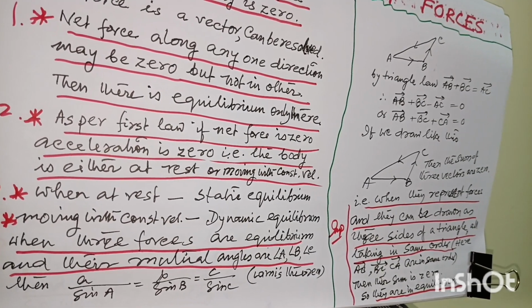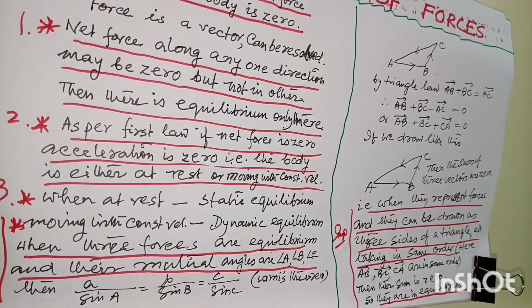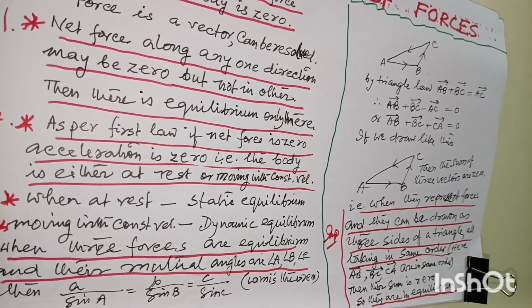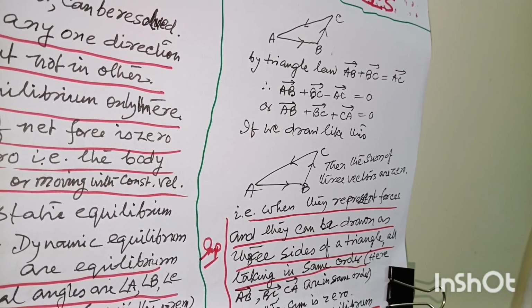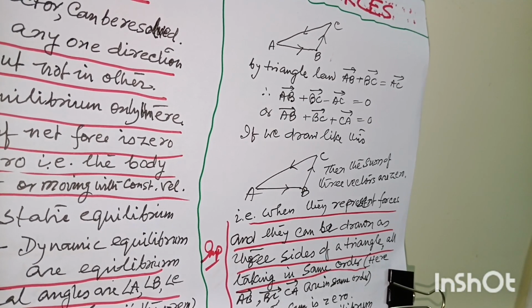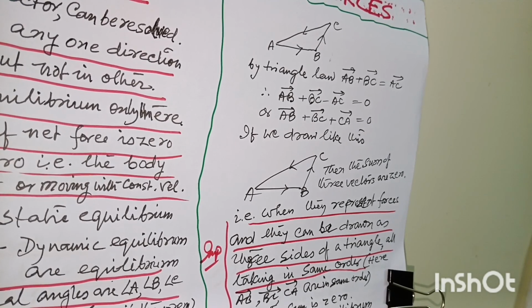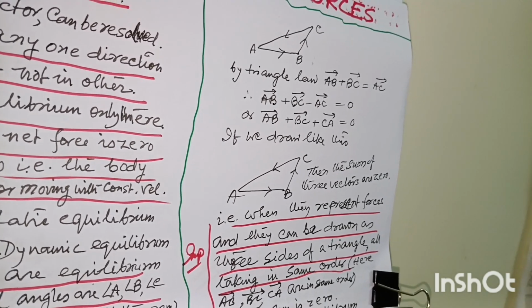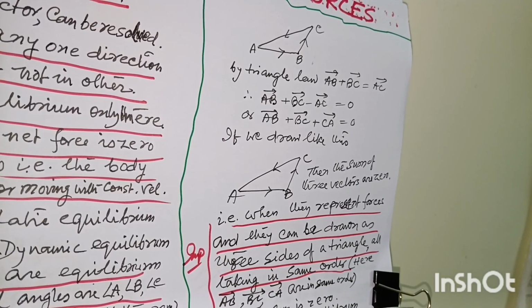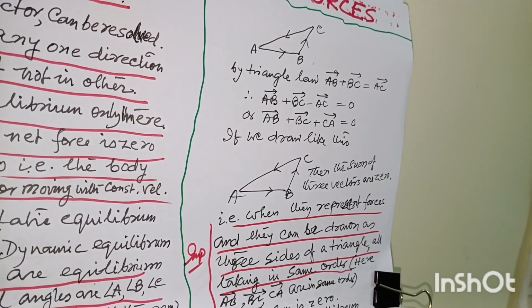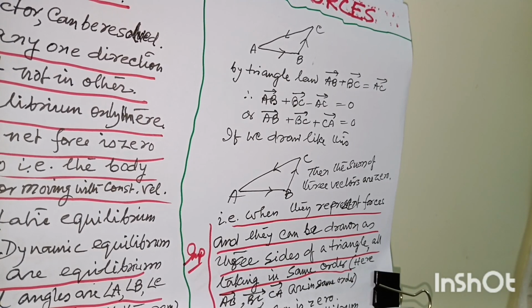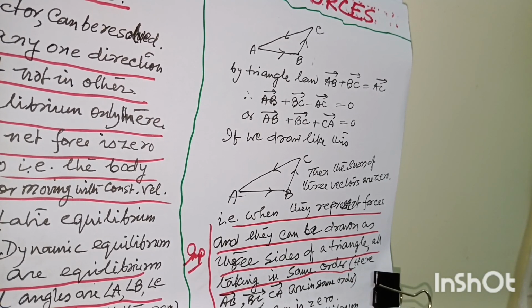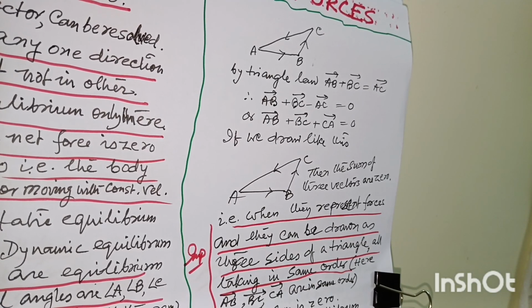Now, suppose these three forces are three vectors. We know by the triangle law that in a triangle ABC, if AB and BC are two forces which are taken in the same order, then we write AB plus BC equal to AC. That means AC is taken in reverse order. From this equation, we can write AB plus BC minus AC equal to 0, or AB plus BC plus CA equal to 0. Minus AC is nothing but CA.